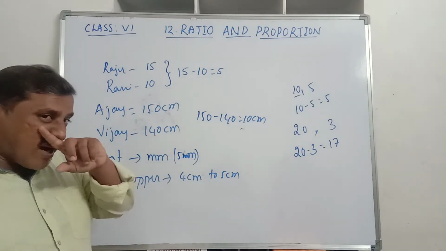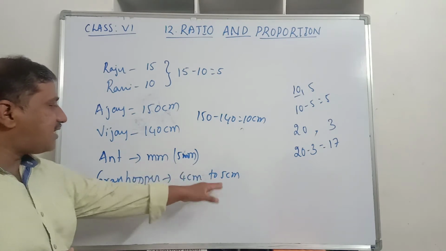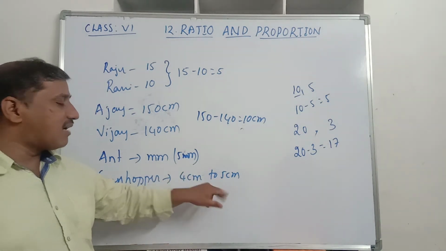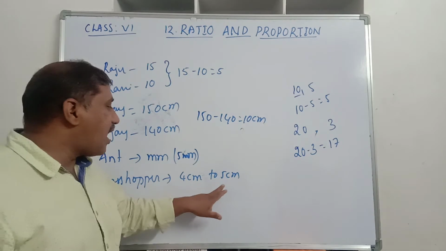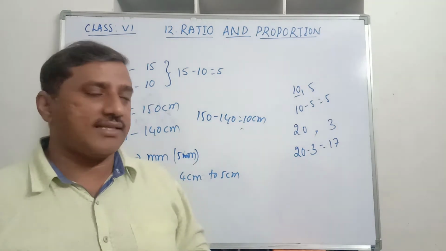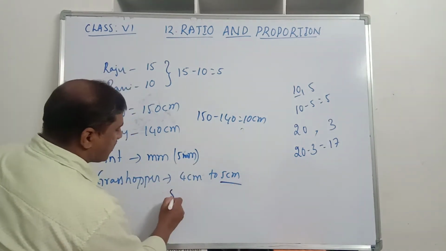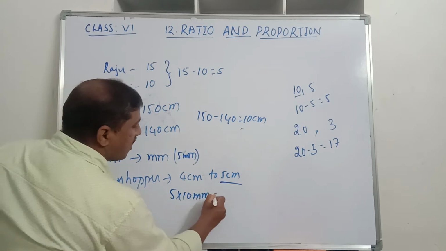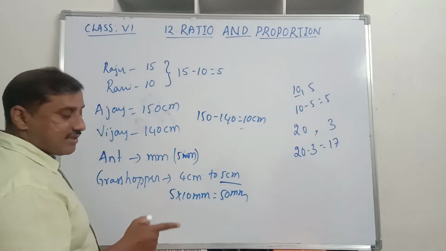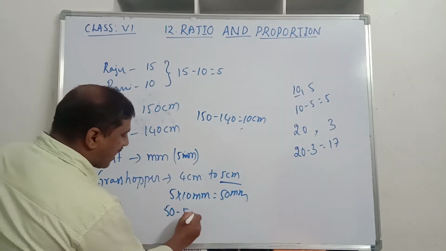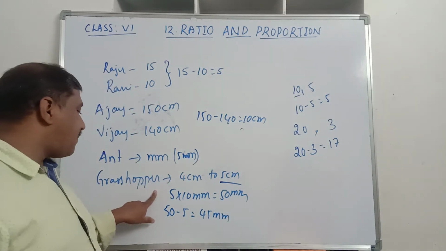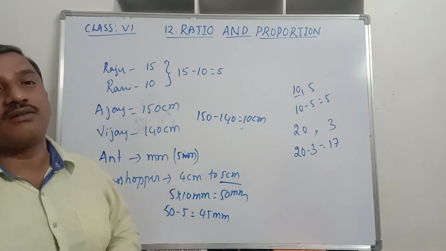So how do we compare their lengths? Can we subtract 5 centimeters minus 5 millimeters? Before subtracting, their units are different. We have to change 5 centimeters to millimeters. We know 1 centimeter is 10 millimeters. Therefore, 5 centimeters is equal to 5 into 10 millimeters, that is 50 millimeters. Whereas the length of the ant is 5 millimeters. Therefore, if you subtract 50 minus 5, you will get 45 millimeters. That is, the length of the grasshopper is 45 millimeters more than the length of the ant.